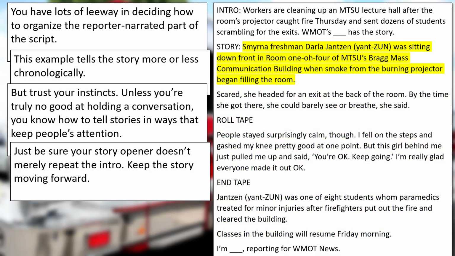Just be sure your story opener doesn't simply repeat the intro. That's going to bore people. You have to keep the story moving forward.